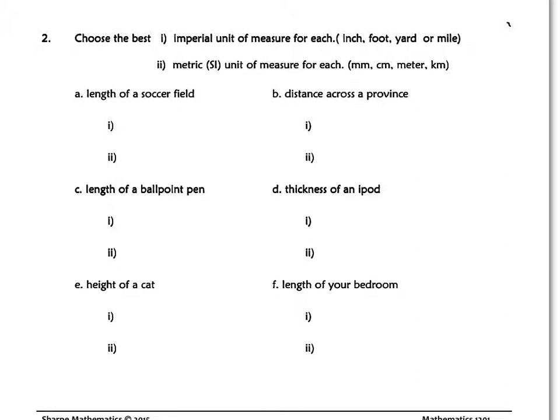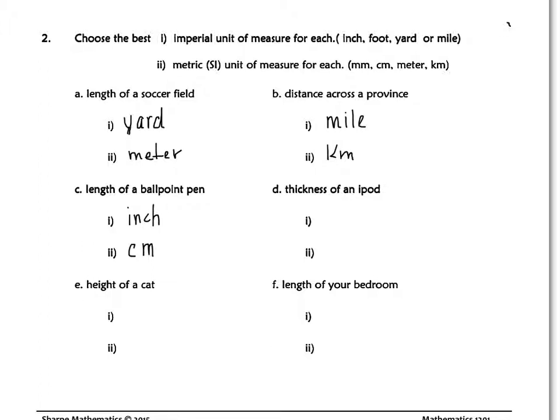So the length of a soccer field, if we were going to measure that, the imperial unit of measure would probably be a yard, and the metric one would probably be a metre. For the distance across the province, we would probably go with miles in imperial and kilometres in metric. The length of a ballpoint pen, I would probably go with inches in imperial and centimetres in metric.